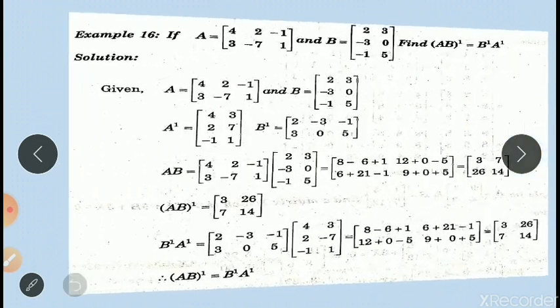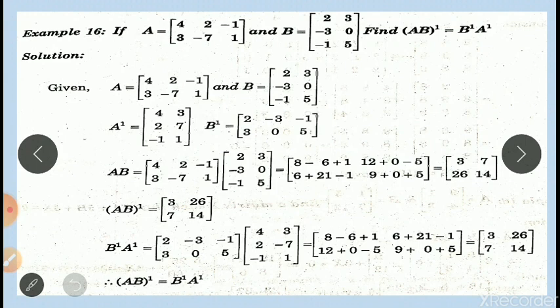Next, we have another example. If A is equal to 4, 2, minus 1, 3, minus 7, 1, and B is equal to 2, 3, minus 3, 0, minus 1, 5, find that AB whole transpose is equal to B transpose A transpose. Here we are going to prove that when we multiply the AB matrix and transpose it, it will be equal to B transpose into A transpose.